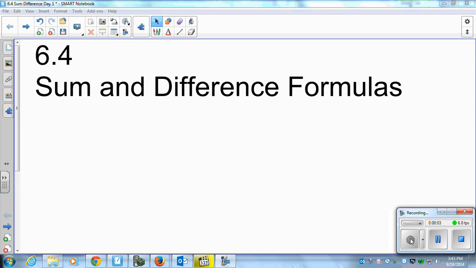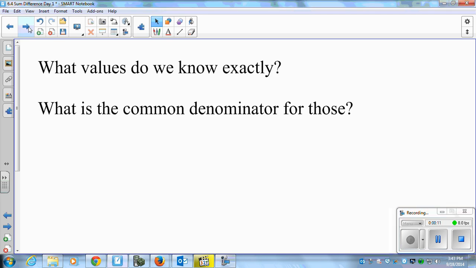All right, Drake class, these are our notes tonight. 6.4, sum and difference formulas. We'll derive these in class tomorrow, but for right now, we're just going to show how they're going to be useful. Remember that we do know values on our unit circle.